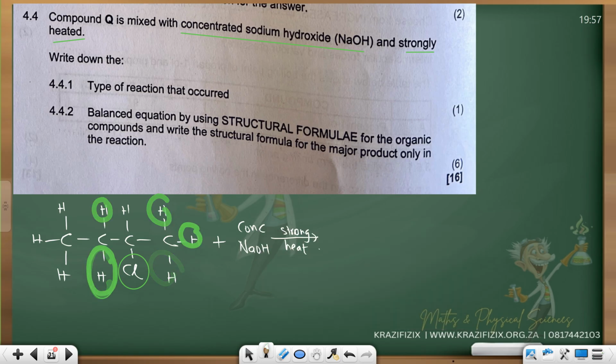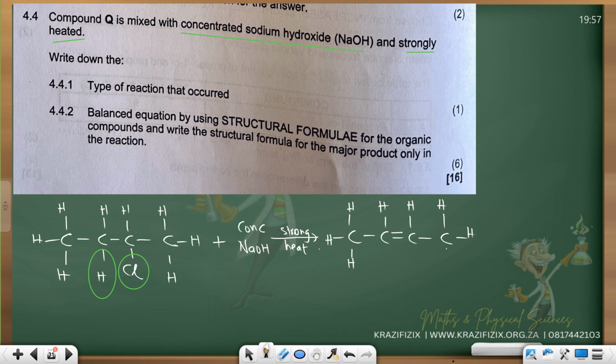Alright, so what are we going to have? 1, 2, 3, 4. 1, 2, 1, 2, 1 third. What do we have? Hydrogen, hydrogen, hydrogen. Now that's going to be a double bond because it's now empty. But now we are not done. We have removed HCl. So I have sodium hydroxide and HCl. Acid and base. What would I have? NaCl plus water. That writes 6 marks.